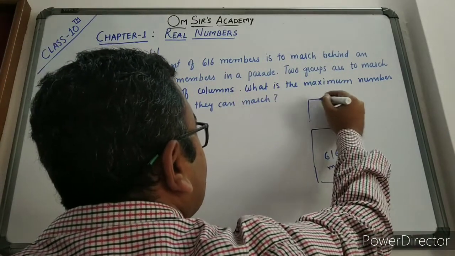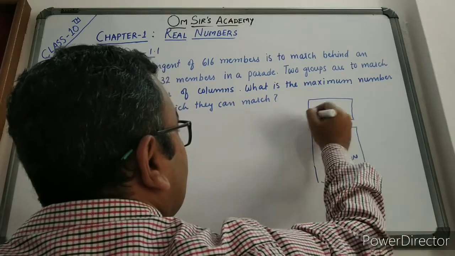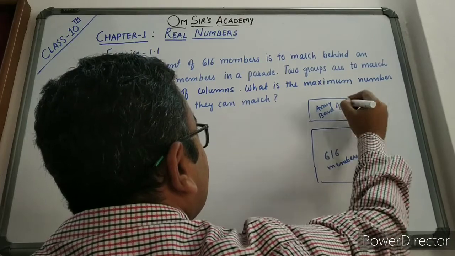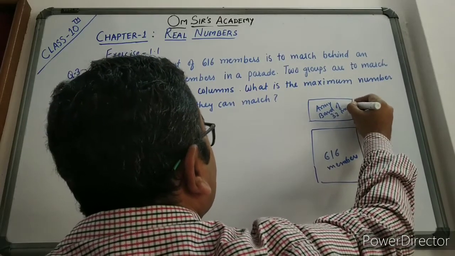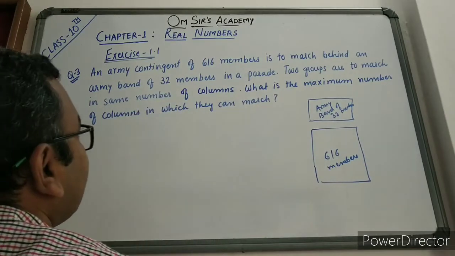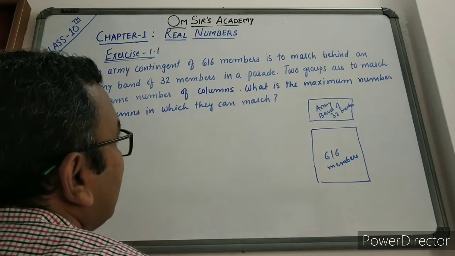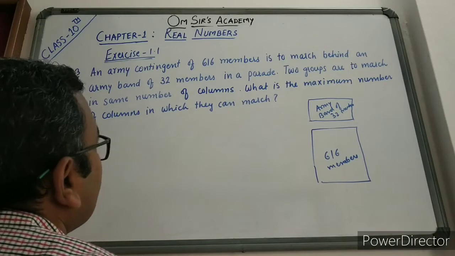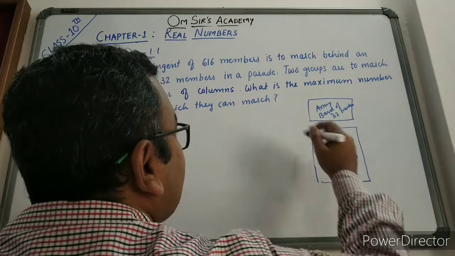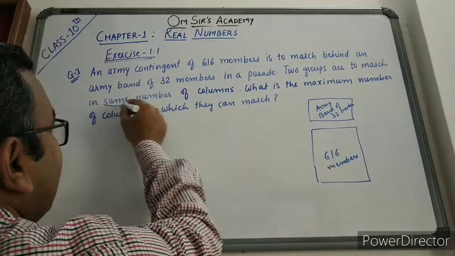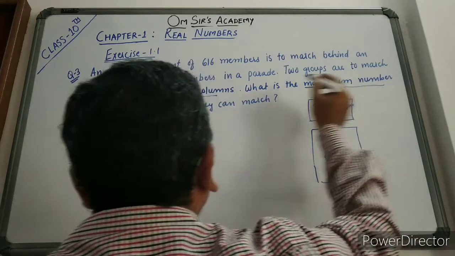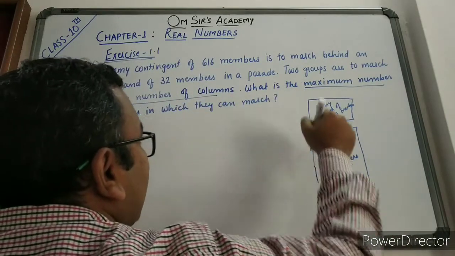So here it will be the army band of how many members? 32 members. In this case, the two groups are to march in the same number of columns. What is the maximum number of columns in which they can march? So in these two groups, they have to march in the same number of columns, and you have to find the maximum number of columns.